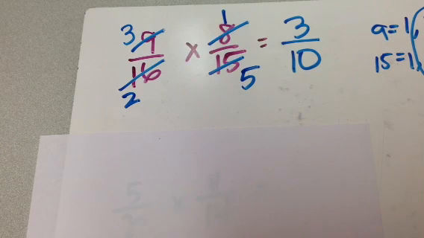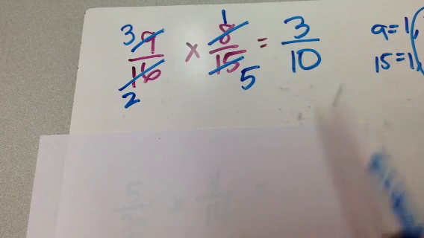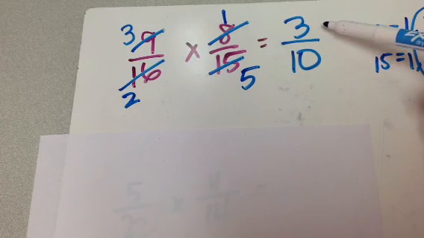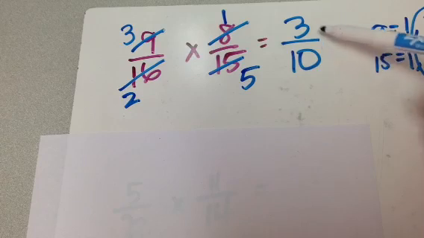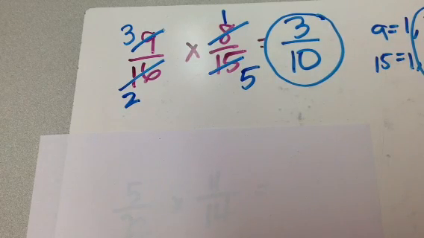3 is smaller than 10. Is it reduced down as far as it can? And if you notice, 3 is prime, right? So the only way I could reduce that down is if it divided evenly into 10. So I know that 3/10 is my answer.